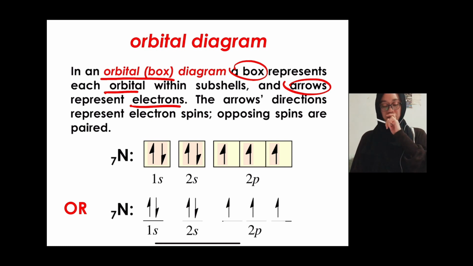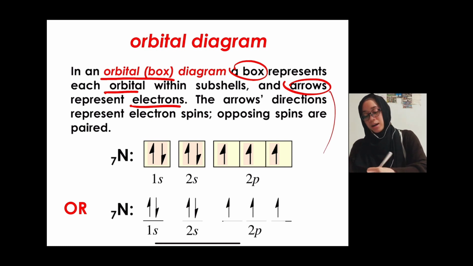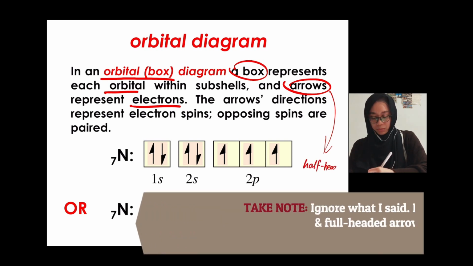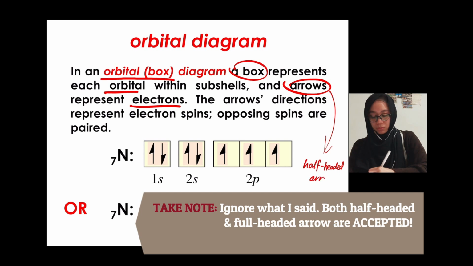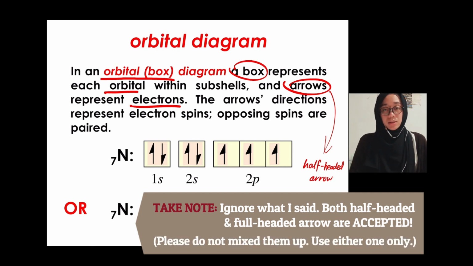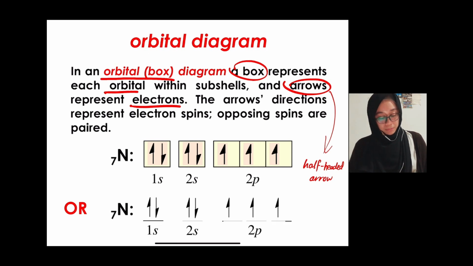Okay, so satu Miss nak pesan kat kamu. So arrow yang kita guna adalah a half-headed arrow. Okay, so please use half-headed arrow. Kalau kamu nampak ada soalan yang guna full-headed arrow, lantaklah. Okay, tapi bila kamu yang nak kena tulis sendiri, you must use half-headed arrow. Okay, alright. So for example here, okay, so ada dua cara kalau kamu tengok.